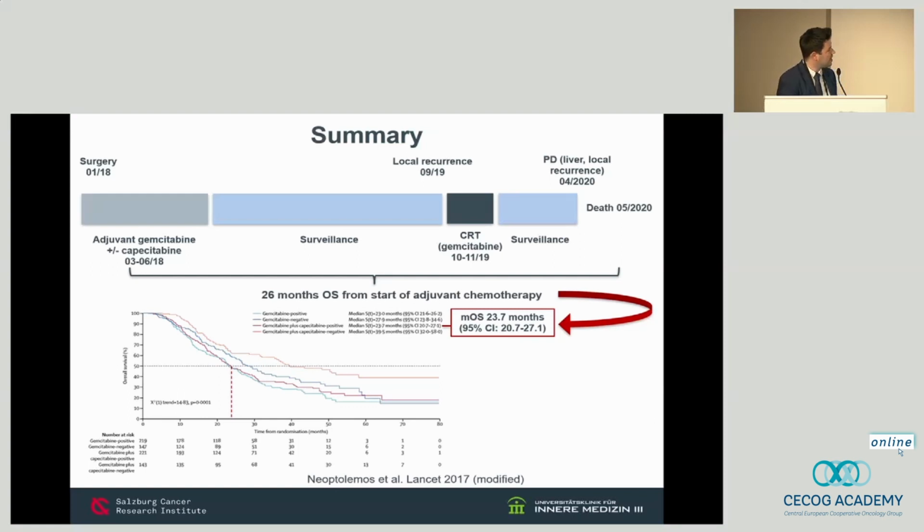To sum it up, the patient from the start of adjuvant chemotherapy until he died achieved an overall survival of 26 months, which is comparable to the results published in the ESPAC-4 trial with a range of 21 to 27 months.